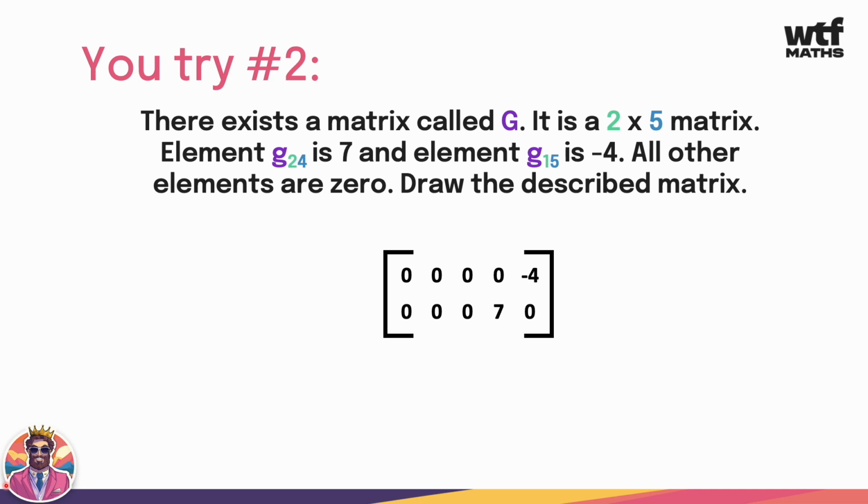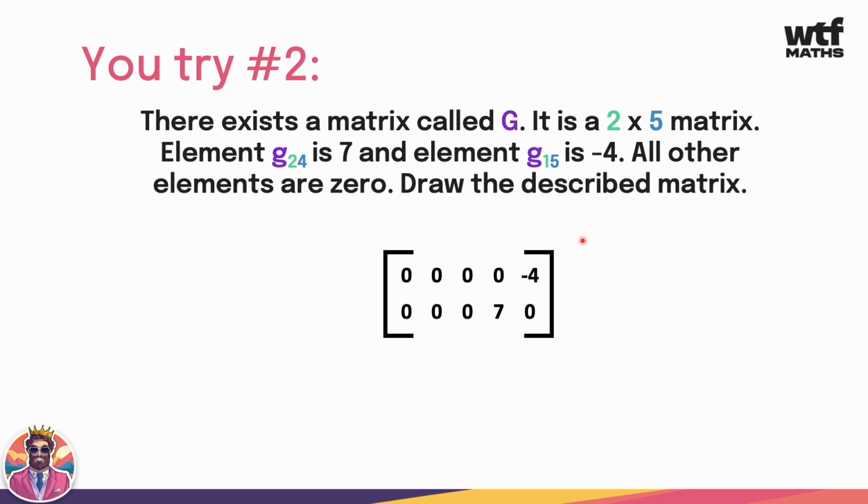Alrighty, so this is what our answer should look like here. I've got square brackets here showing that it's a matrix. Now, we're told it's a 2 by 5 matrix. That means there are 2 rows. Check. There are 5 columns here. Check. And element G24, so that is the second row, fourth column, is a 7. Awesome. And element G15 is -4. So first row is here, fifth column is -4. All other elements are 0.